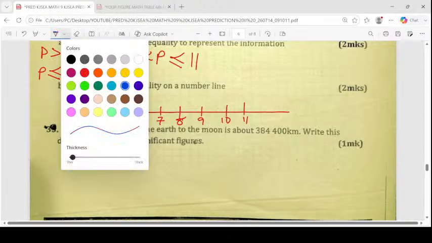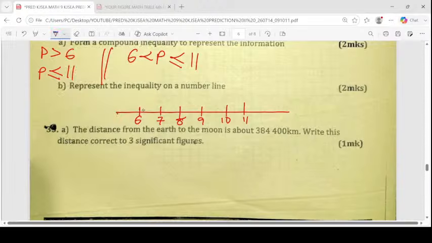I want to represent it on a number line. So 6 is here, 11 is here, but because P is less than or equal to 11, the 11 is inclusive. So all this region here, that is how you represent it on a number line. The 11 has to be shaded because of the less than or the equal to symbol. It is my hope that the concept has been well absorbed.